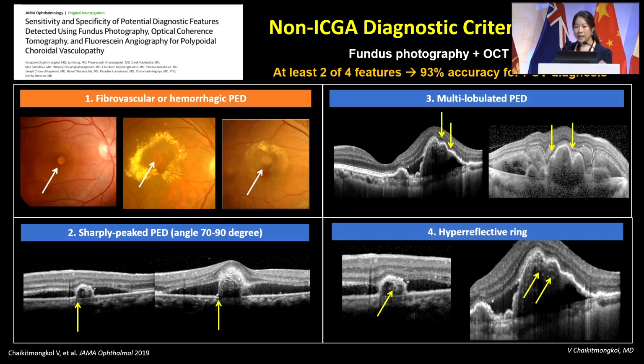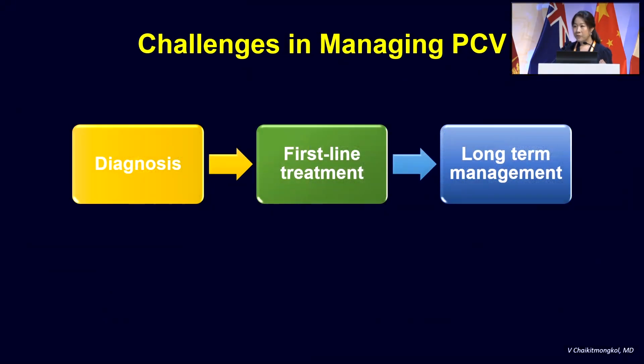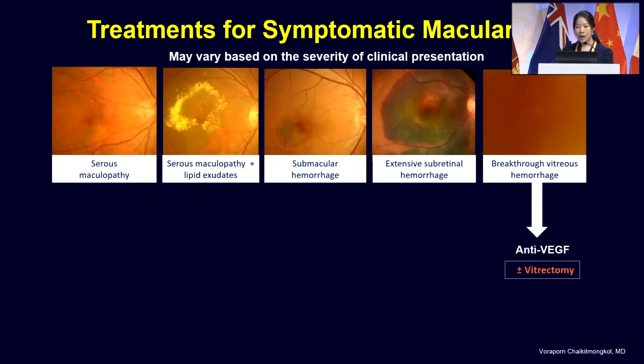So I think the challenge in managing PCV right now is not about diagnosis, because we can diagnose even without ICGA. But we still find some challenges to select the best first-line treatment for some individual patients, and also what should be the best long-term management for PCV, which we know has high recurrences. For treatment of symptomatic macular PCV, I think it depends on the patient's clinical presentation.